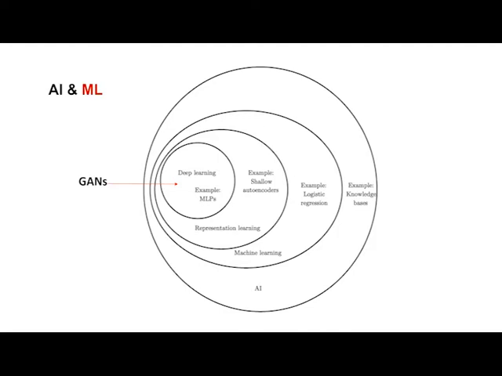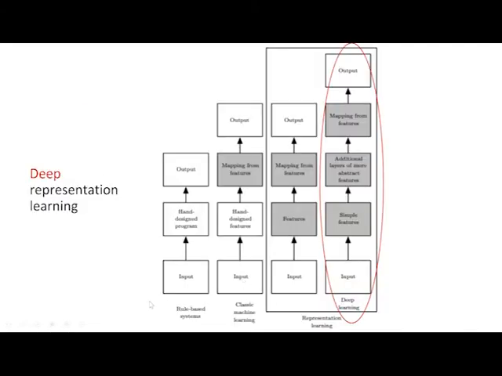This Venn diagram shows the location or the belonging of GANs within the hierarchy of artificial intelligence and machine learning. So GANs belong to the deep learning family of representation learning that's part of machine learning and artificial intelligence. And here you can see the difference through this flowchart between representation learning and classic machine learning.